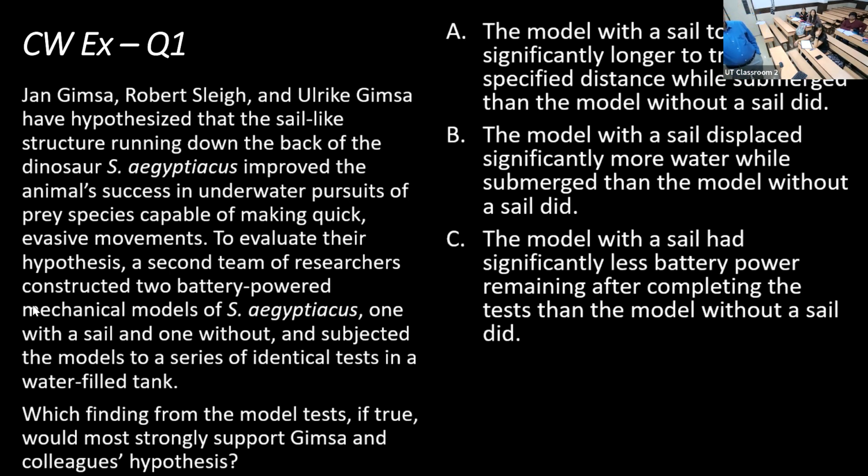The model with sail had a significantly less battery power remaining after completing the test than the model without a sail did. So model with sail had less battery power remaining compared to model without sail. Less battery power means what? And I don't know, your interpretation. No. Probably yes, probably no. Didi Singh?